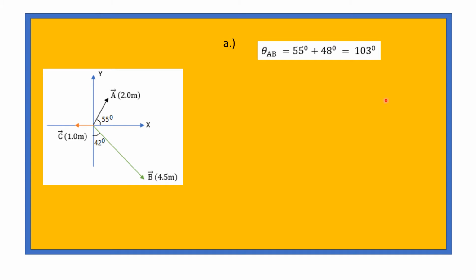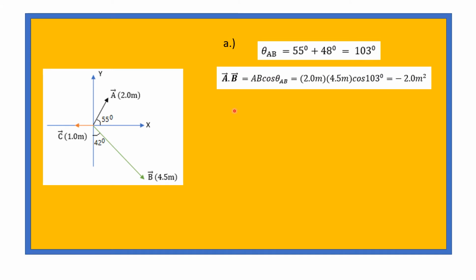So from this result, we can now calculate A dot B. A dot B is simply equal to A magnitude times B magnitude times cosine of the angle between A and B. So A is 2 meters and B is 4.5 meters times cosine of 103 degrees. So multiply the three of them, it gives us negative 2.0 square meter. Negative because cosine of this angle is negative.